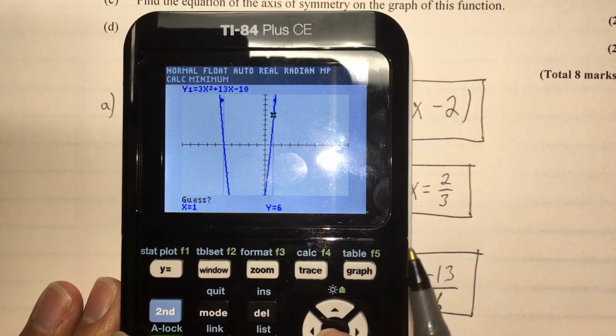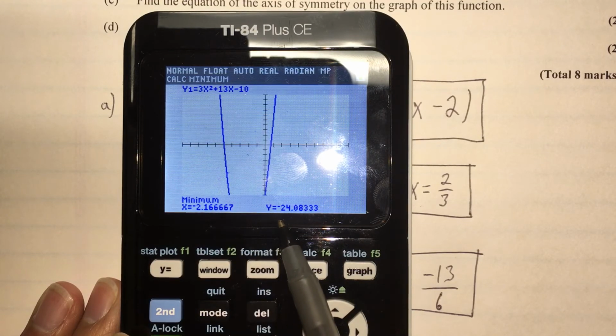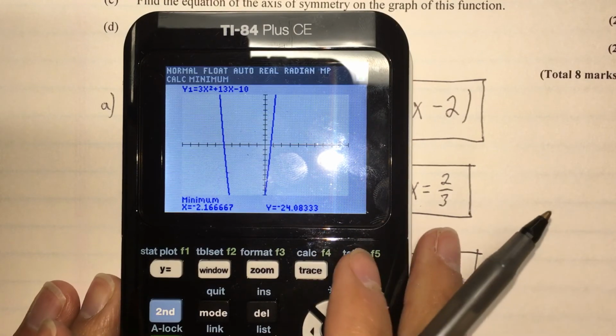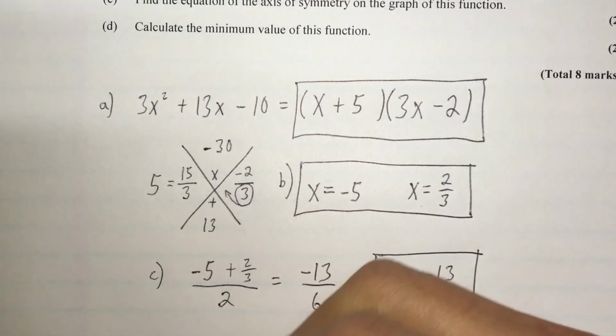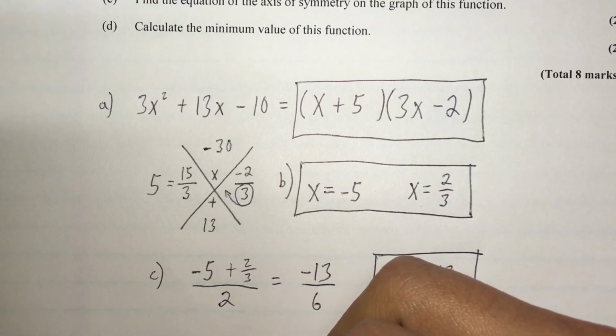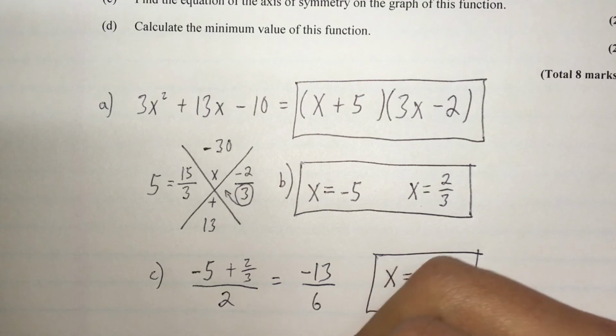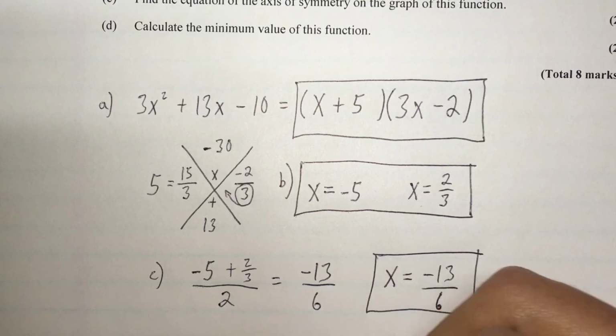You don't have to guess. And it gives us that the minimum occurs when x is -2.16, but the minimum value would be -24.08 with 3 repeating. So that would be our answer. The minimum y value is negative 24.08. And to write this with three significant figures, it would be negative 24.1.